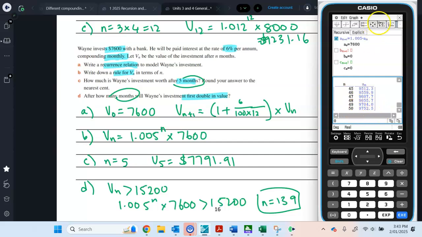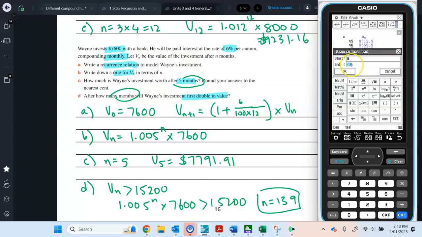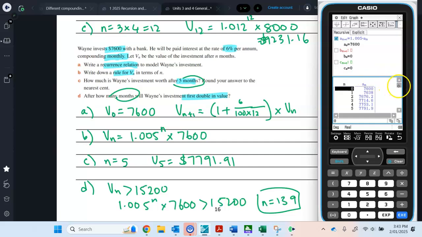So I could change it here, but I would be changing it over and over again. So if I go to 150, obviously it's not going to take too long to find it. So you could also do it that way. What did we want? 15,200. Oh yeah, 139. Oh, I had in my head 140. Anyway, guys, I think that's it.